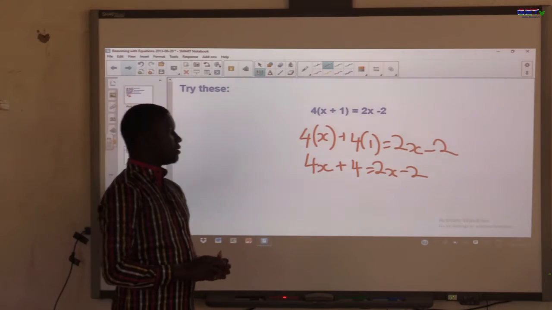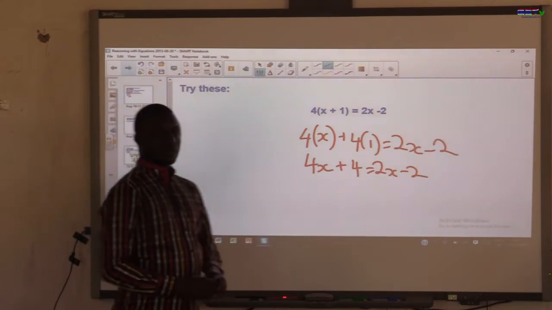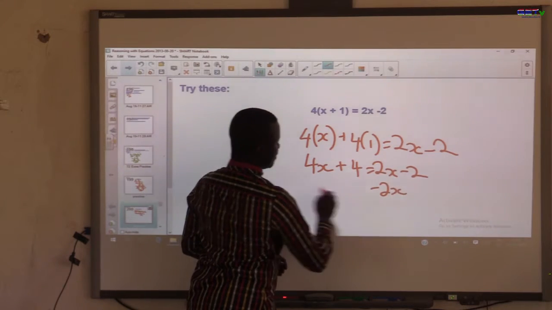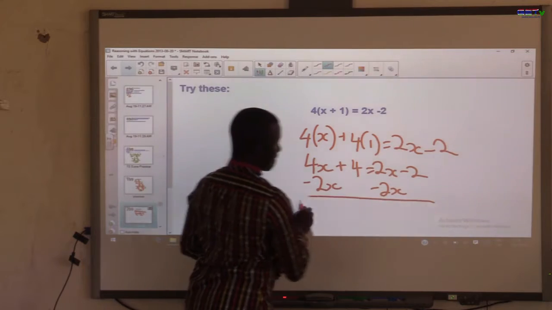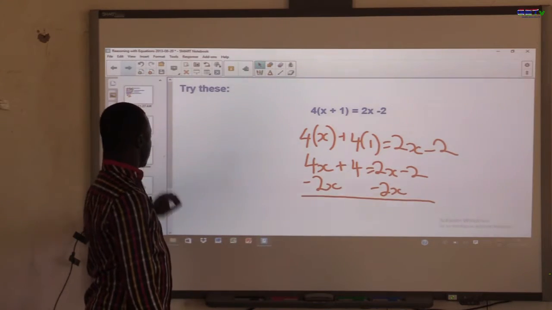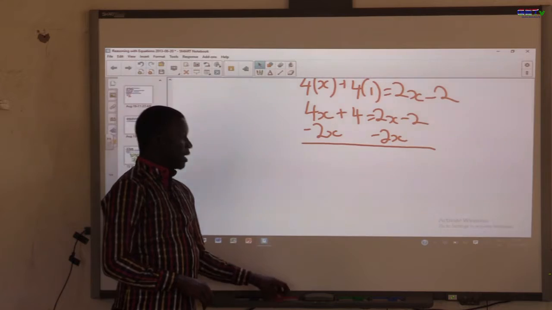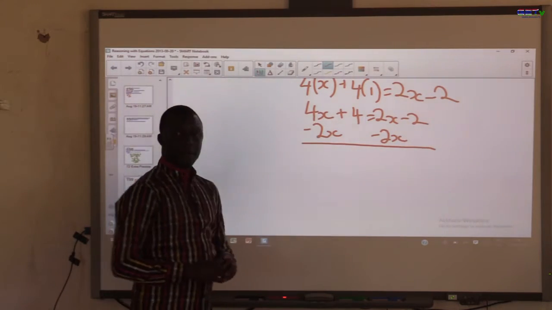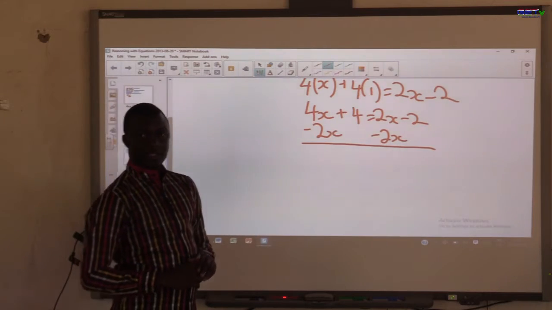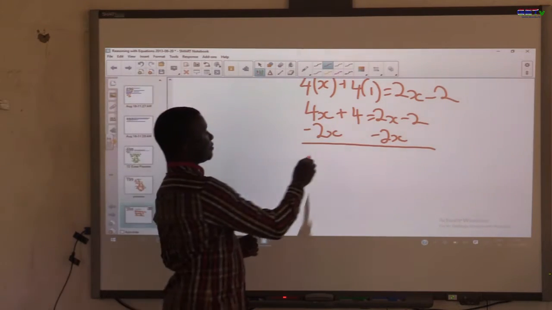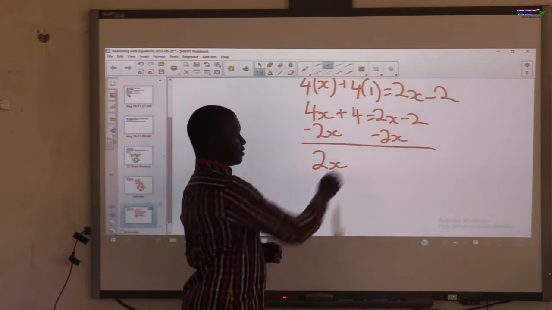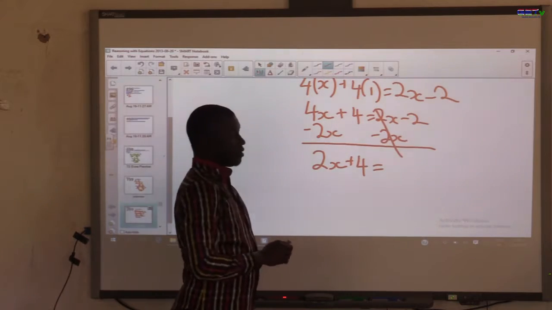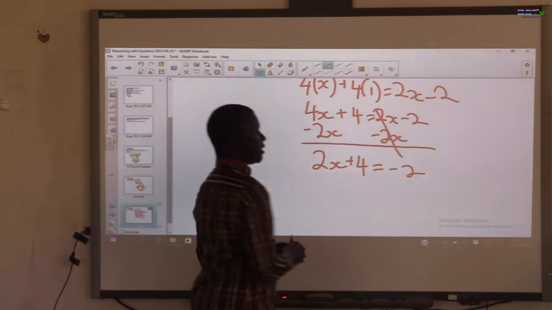Our next step here is to undo our 2x. As we can see, it is a positive number, so we subtract 2x from each side. Subtract 2x from both sides. 4x minus 2x is 2x, plus 4 equals 2x minus 2x is 0. So we have minus 2 here.